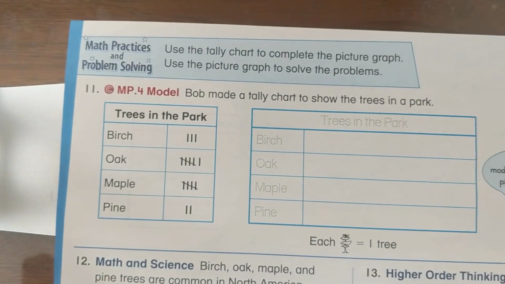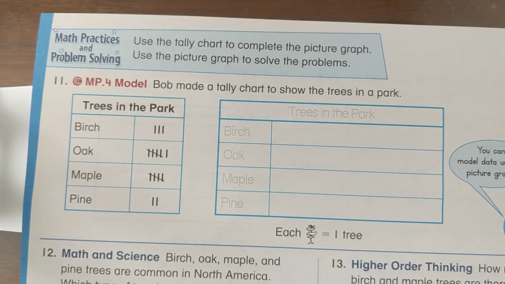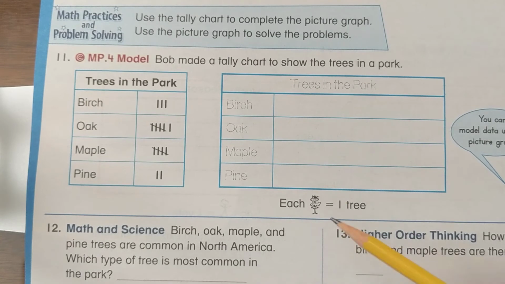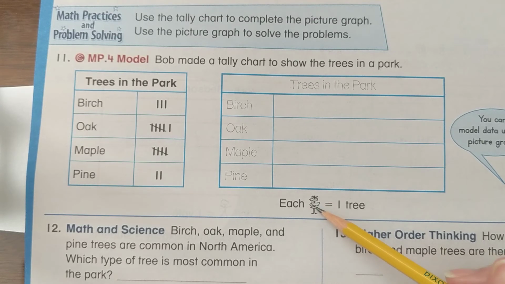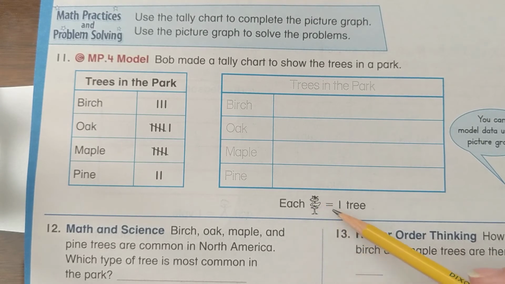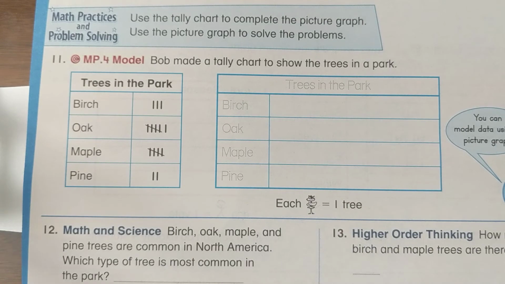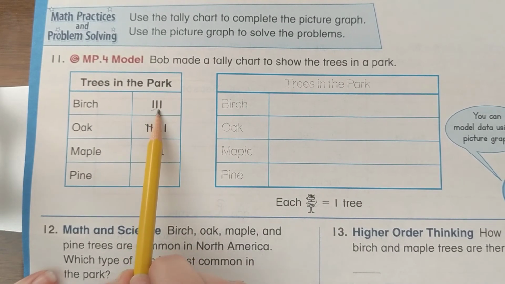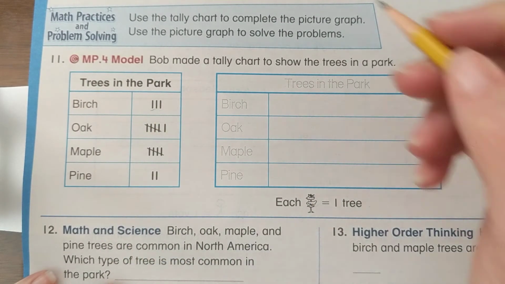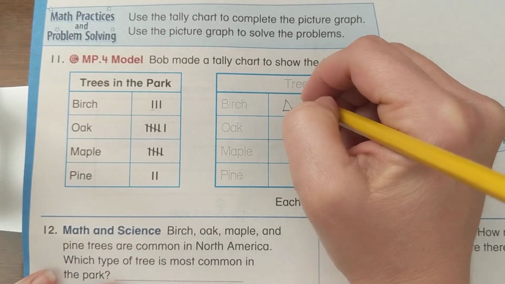Okay, on the back side, we use a tally chart to complete the picture graph and answer the questions. So here we're supposed to draw a tree. I am not going to take the time to draw a detailed tree like that. That's going to be too hard. I'll just draw a simple triangle to make it go quicker. Birch, I see. How many trees should I draw? 3. So I'm going to draw 3 triangles.